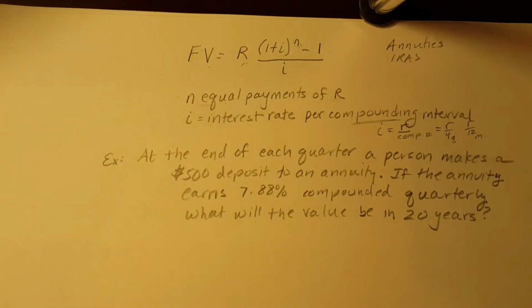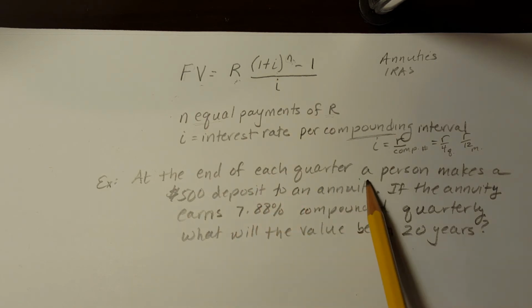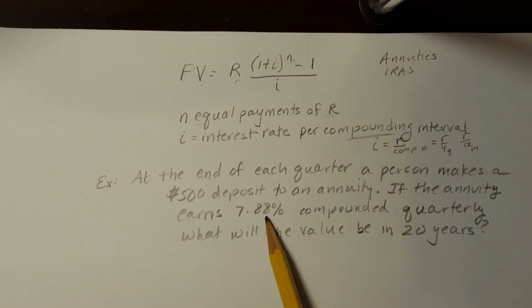Then the next, so let's just do an example, okay? We have, at the end of each quarter, a person makes a $500 deposit into an annuity. The annuity is earning 7.8% compounded quarterly. What will be the value in 20 years?